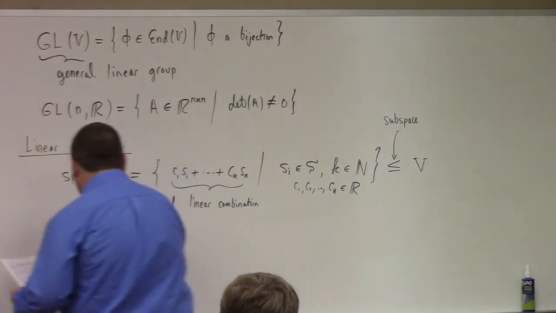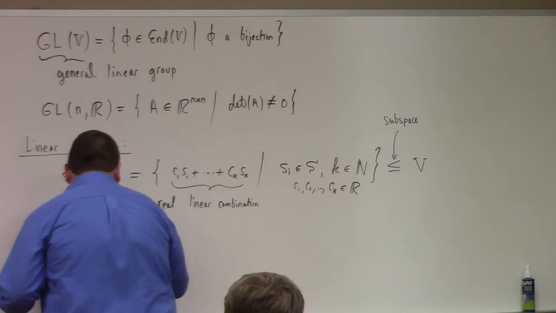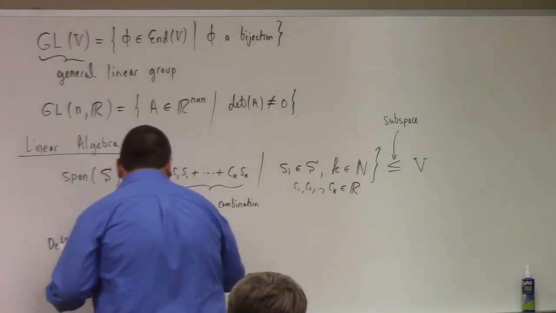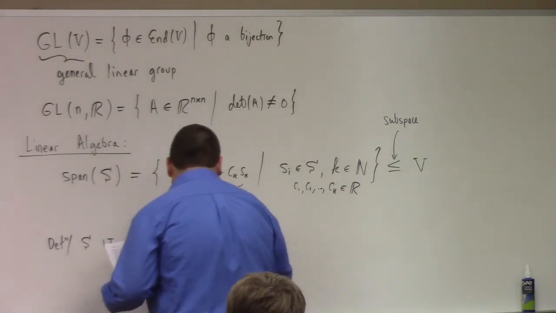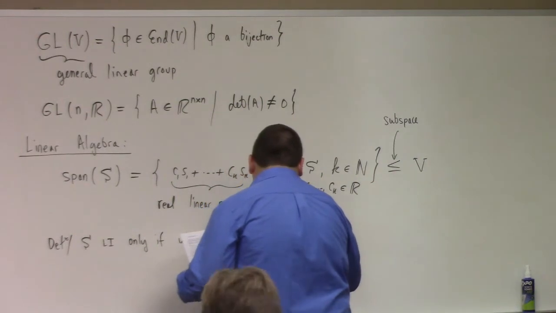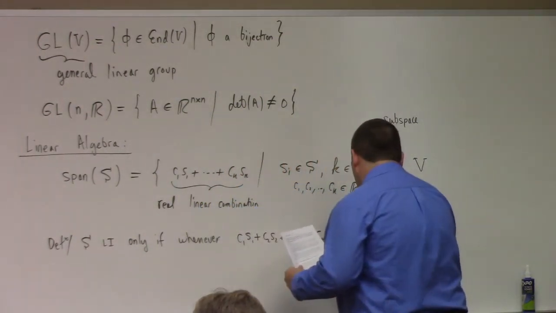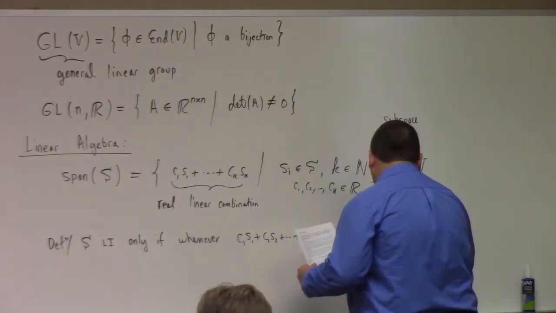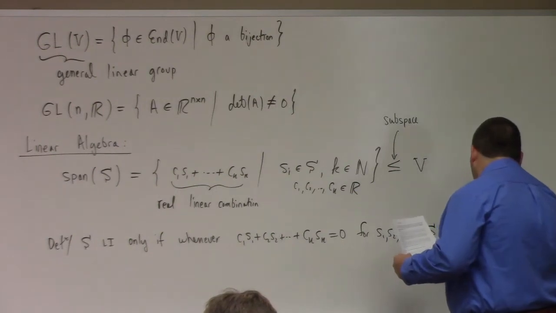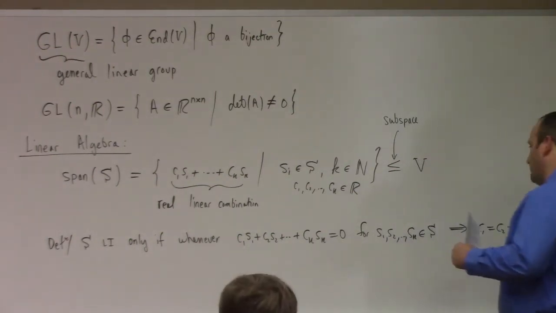Linear independence. S is linearly independent if and only if whenever c_1 s_1 plus c_2 s_2 plus ... plus c_k s_k equals 0 for s_1, s_2, ..., s_k in S, this implies that c_1 equals c_2 equals ... equals c_k equals 0.